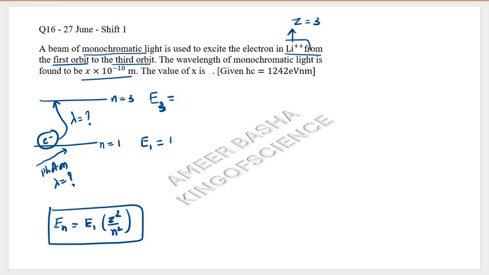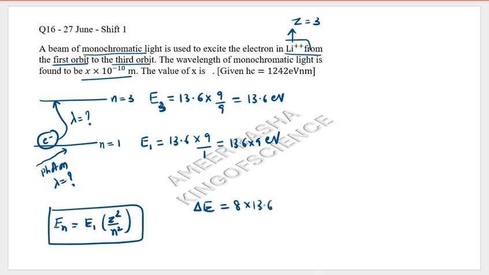So for n equal to 1 it will be 13.6, Z equal to 3 means 9, by 1. So that is 13.6 into 9. Then for n equal to 3 and Z equal to 3, it is 9 by 9, that is 13.6 electron volts. Let us take the subtraction of these two. The subtraction comes out to be 8 into 13.6 electron volts.